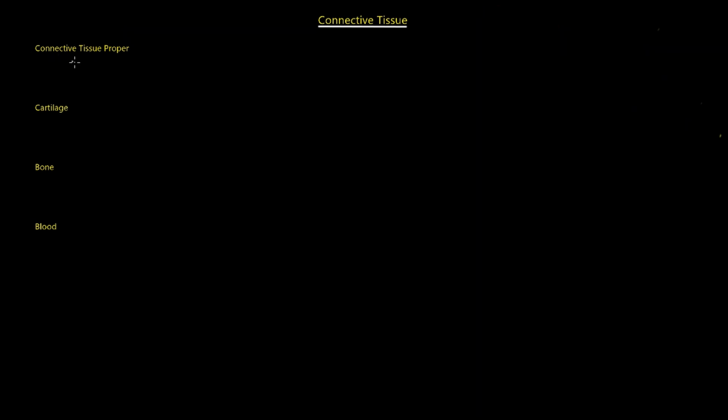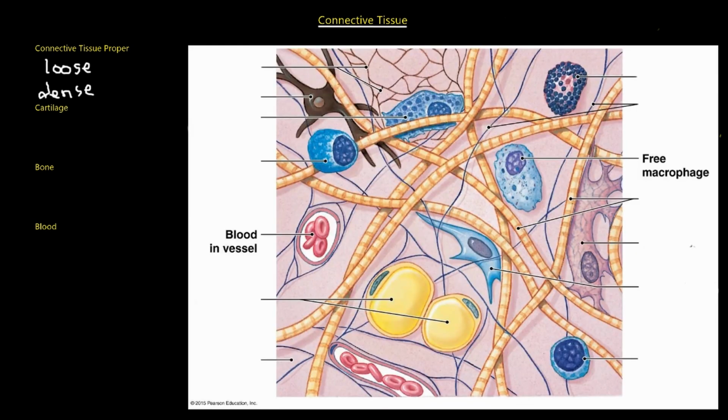So first, let's discuss connective tissue proper. And connective tissue proper is divided into two types. There's loose, and there's dense. All right, so we are first going to discuss the areolar tissue, which is part of the loose connective tissue proper. So I know these terms are confusing for now, but just stick with me. I'm going to explain what these are and the purpose of them, and then everything's going to be loud and clear. So the image right here is basically our areolar tissue.